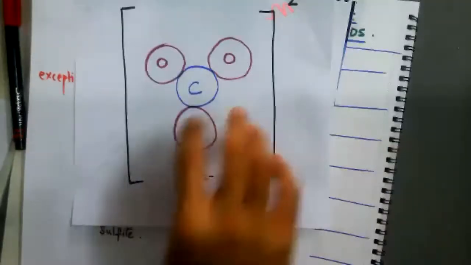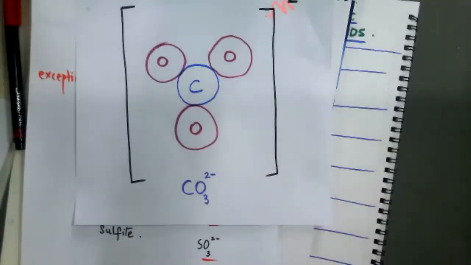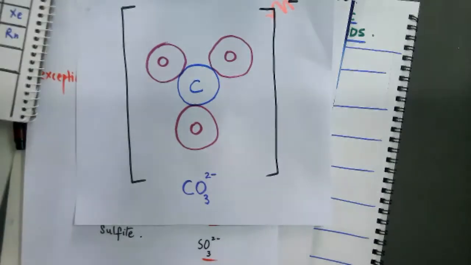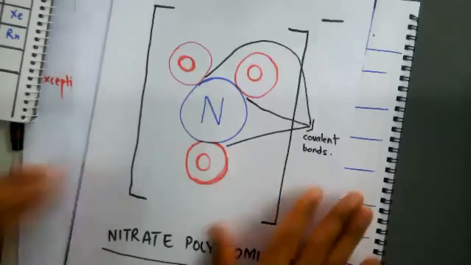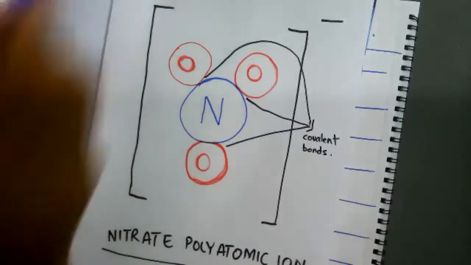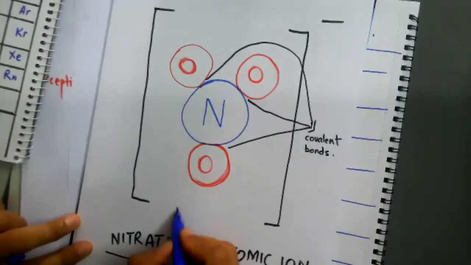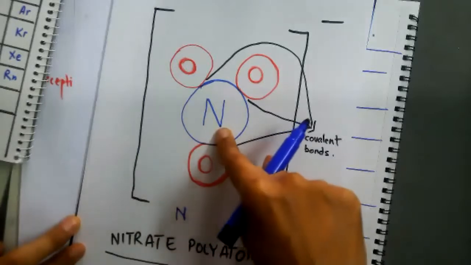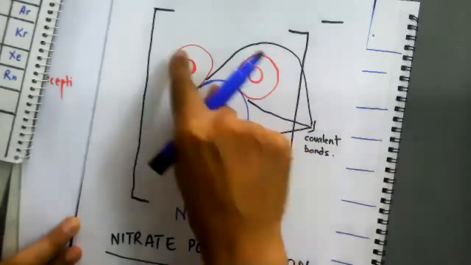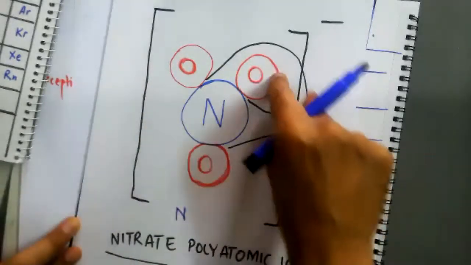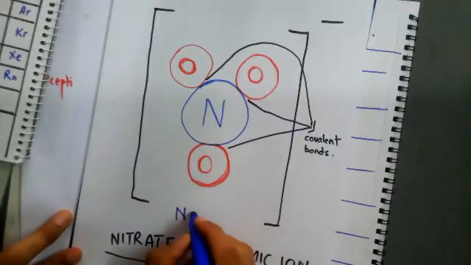Okay, so this is carbonate. Okay, and then, where did my nitrate go? Here is the nitrate. Can you see nitrate? So we have a nitrogen atom in the middle with three oxygen atoms bonded to the central nitrogen atom.